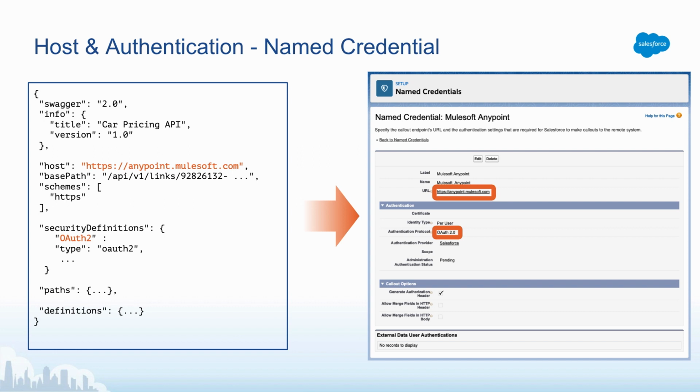So we have a host, which here is anypoint.mulesoft.com. So this is going to be on the name credential, the URL that you have to enter. On the security definitions, we know that this service only supports OAuth 2. So in this case, I have to choose OAuth 2 in the name credential. Note that since summer, we also support JWT as JWT server token and JWT bearer token exchange in a name credential, typically for server-to-server communication with Swagger-enabled services. That would be another choice there.